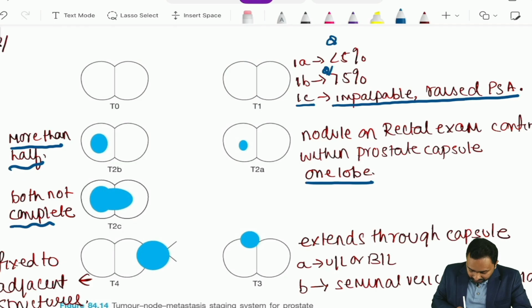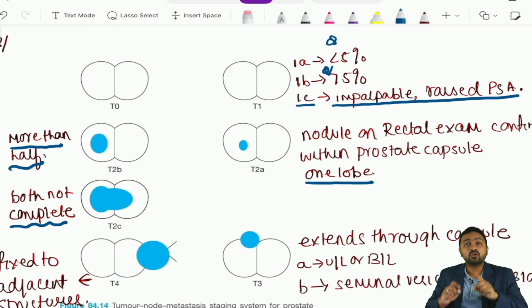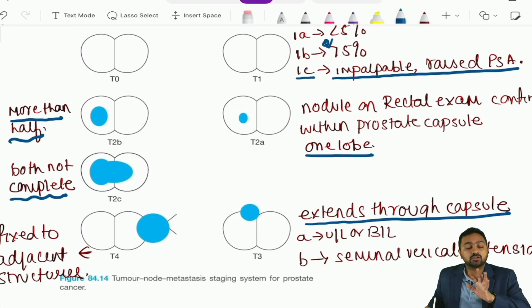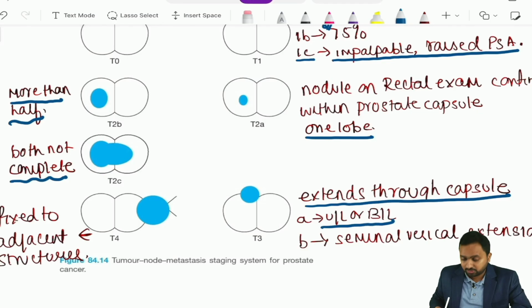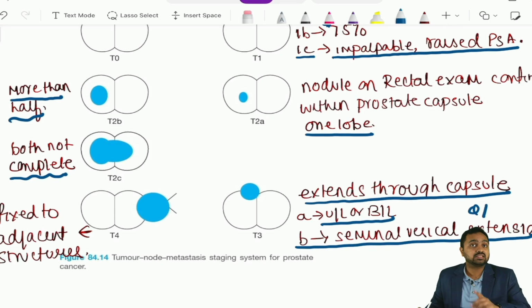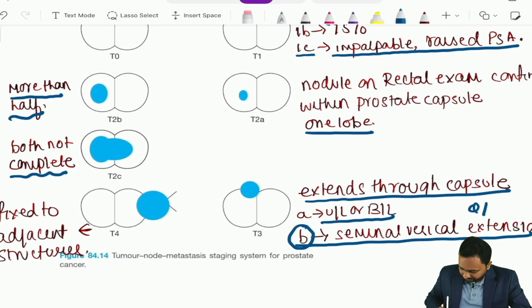Now, in T2C you have involvement of both the lobes, but not the entire involvement. Then you have T3, which extends through the capsule, with A being unilateral or bilateral and B being seminal vesicle extension. This is one of the most common questions that can be framed and has also been asked in your exam: seminal vesicle involvement is actually T3B.